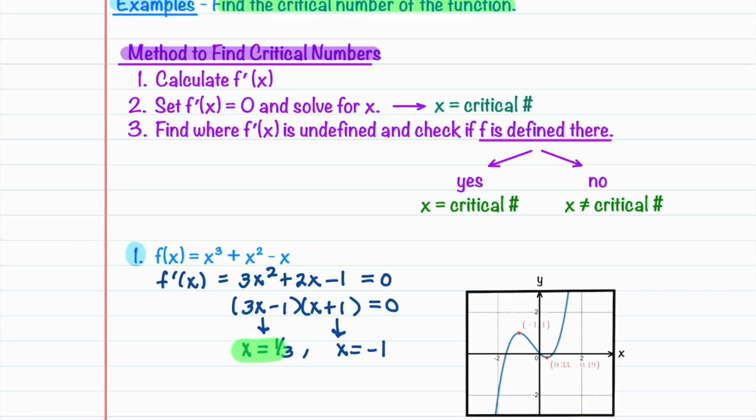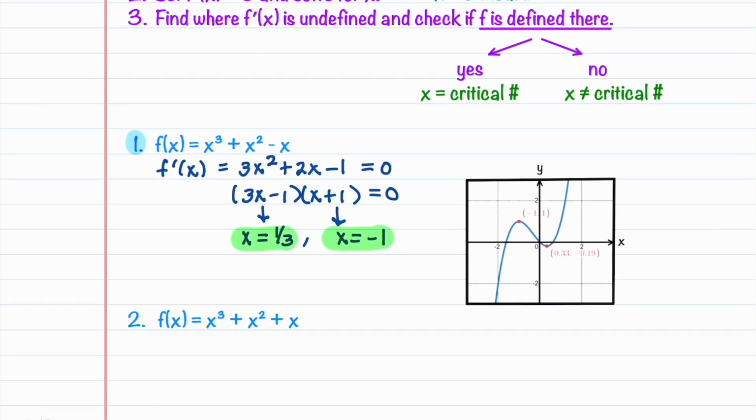These two numbers then are our critical numbers. Over here on the right, I have graphed this function just so that you can see what it looks like when we have a critical number. When x is -1, the slope of our curve is equal to 0, and we have what's called a local max. And then when x is 1/3, we also have a slope of 0. And at that point, we have a local min.